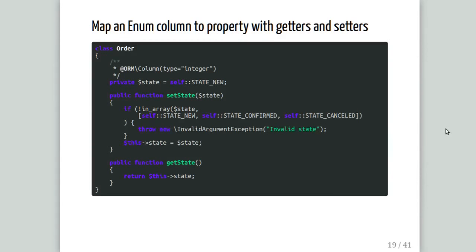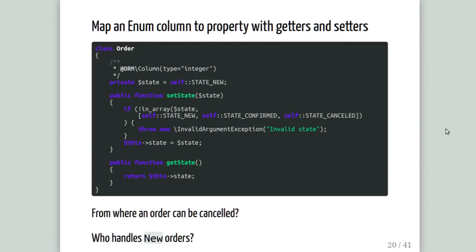Do you see a problem with this particular class as a PHP class? So I can set the state, I can get the state. Who can cancel an order? Which parts of the code? How can you find in the code from where you can cancel an order? Or how can you find in the code which parts are interested in new orders? You will look for constants, you will dig into the code, you will spend some time. Those are some examples that we cannot answer.